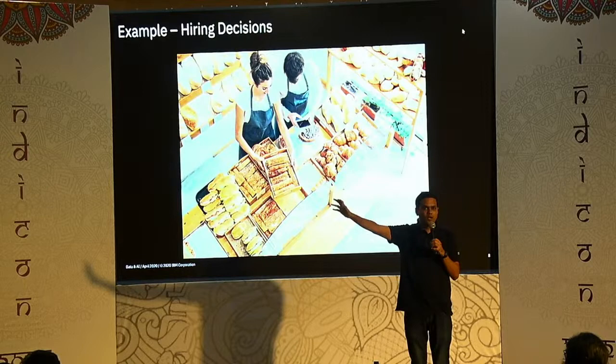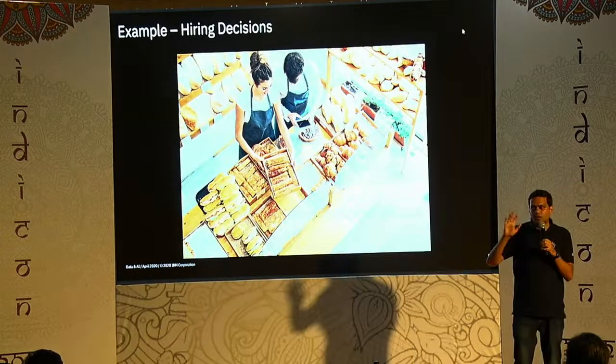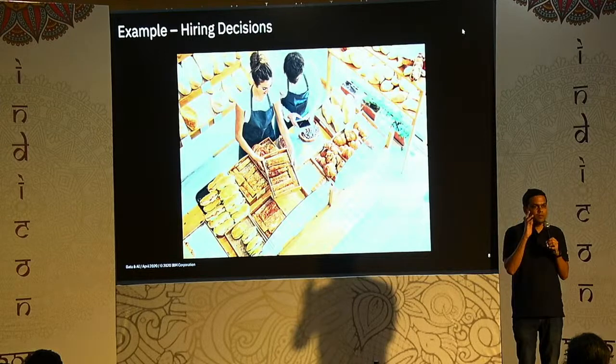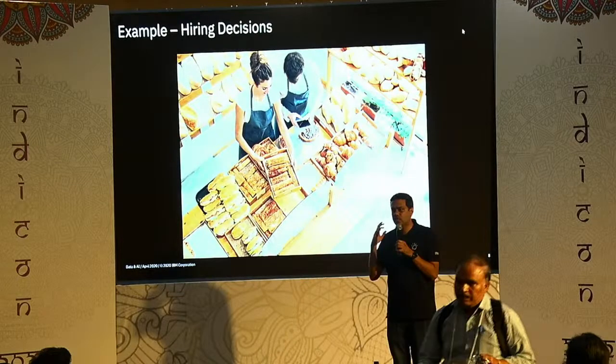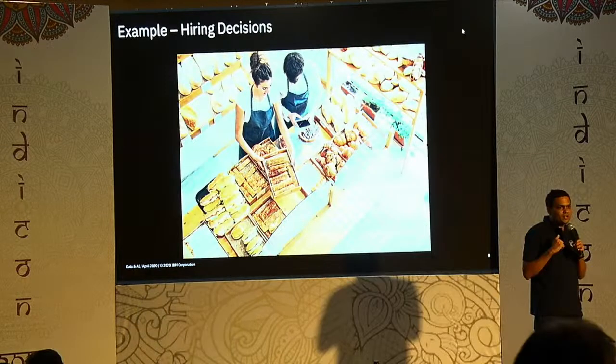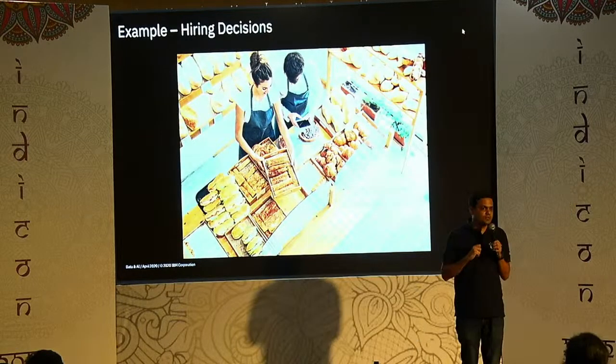Sounds fair? This model did not know anything about the gender of the applicant because they had a policy that the model should not be biased towards women applicants. Still, it turned out that the model was biased towards women applicants. It was only shortlisting male candidates for the job. Why was that happening? When they analyzed it, they figured out that one of the features of the model was whether the person is willing to work in night shifts. Okay? True story, by the way, I'm not making this up.